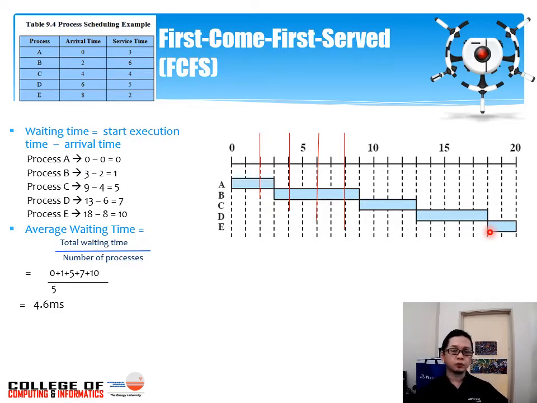So how to calculate the average waiting time? This is where you total up all the waiting time here, 0 plus 1 plus 5 plus 7 plus 10, divided by the number of processes. In this case, we have 5 processes total. So you total up all the waiting time divided by 5 and you will get this value, 4.6 millisecond. So this is the average waiting time for the first come first serve method. Okay, try to understand how this calculation is being done, then we continue to the next part.